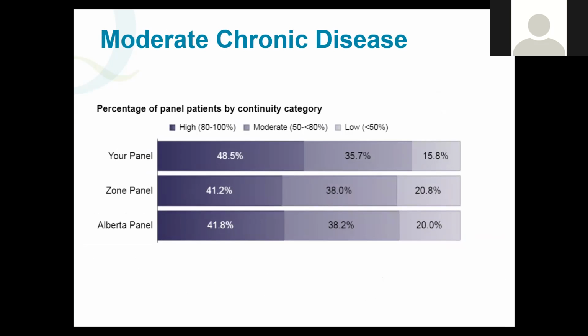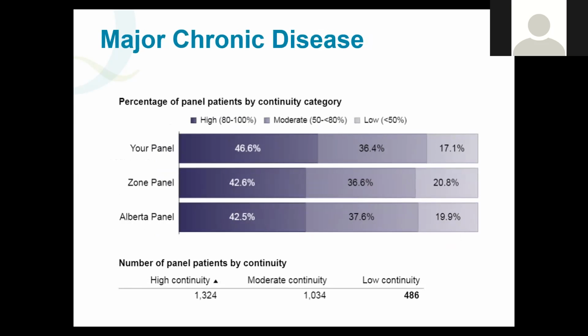So I looked into the patients with moderate chronic disease, and I was pleasantly surprised to see that 48.5% of those patients with a moderate chronic condition had high continuity, and only 15% had low continuity. So I was encouraged when I saw that, and I think when we can show physicians something that encourages them, it prompts them to do even better. Again, for patients with a major chronic disease, the high continuity was 46.6%, and patients with low continuity was 17.1%. So it's not the healthy patients that are driving that continuity.